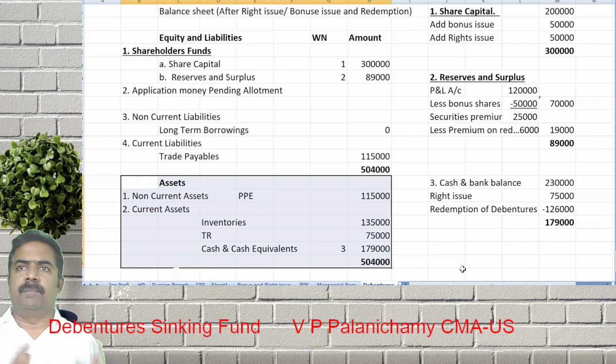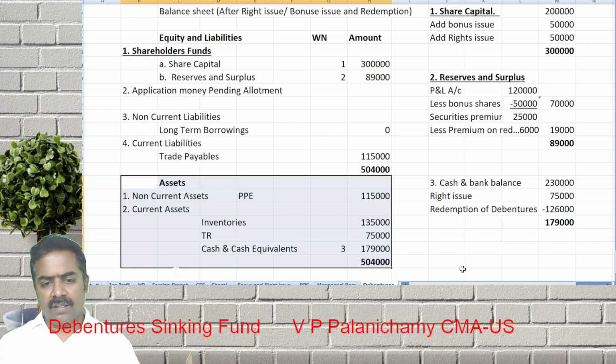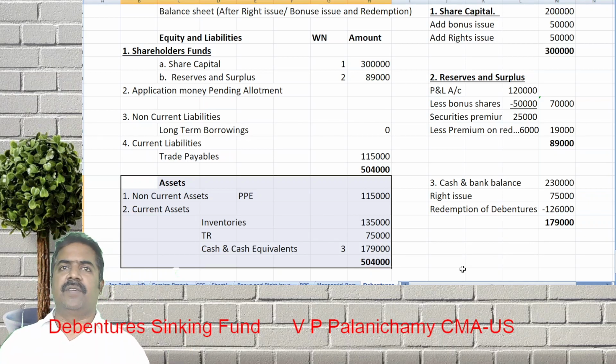So we learned in parts. What parts have we learned? Open market purchase for cancellation. Then what have we seen? Own debentures. Next, we have seen the sinking fund method of redemption. Then redemption by conversion we also saw. This problem is a kind of recap of whatever we have done so far.